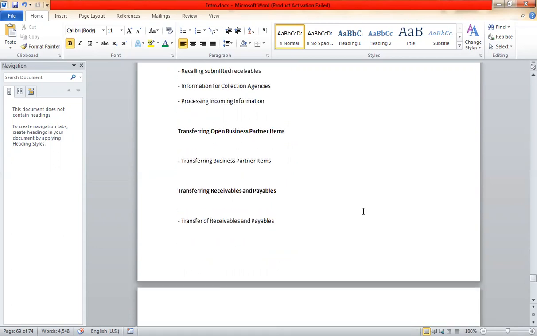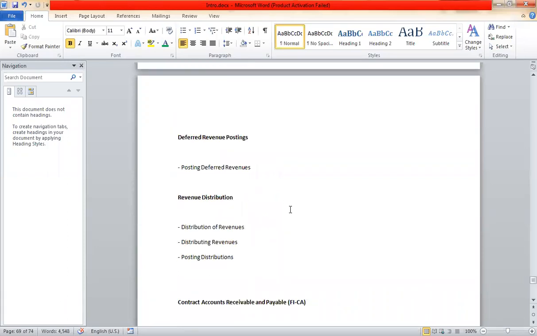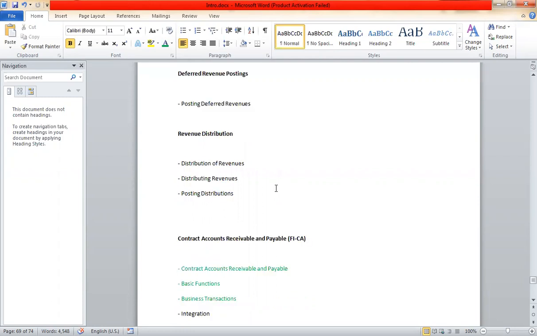Then the other topics left under business transactions will be transferring open business partner items, that is transfer business partner items, and then transferring receivables and payables, followed by deferred revenue postings, then into revenue distribution, that is distribution of revenues, distributing revenues and posting distributions. With this, we will be coming to the end of business transactions.